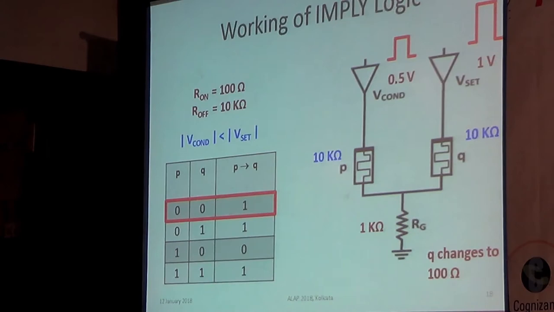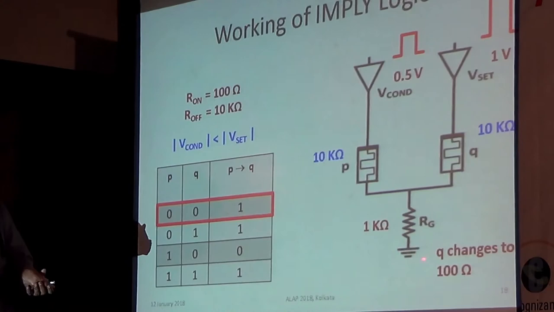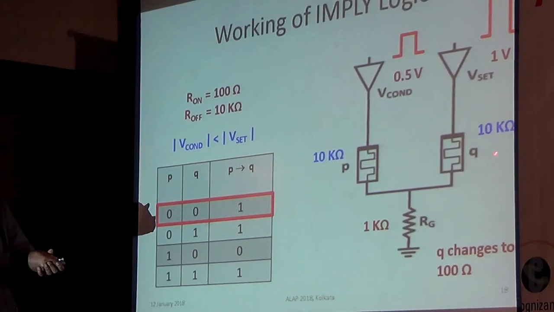Now, let's see what happens. Since both the memristors are off, they are in the high resistance state, so there will be very little current flowing. Which means the voltage out here at this point will be close to ground, because there is very little current flowing, very little voltage drop. So, if you look at the Q memristor, what will be the voltage across it?